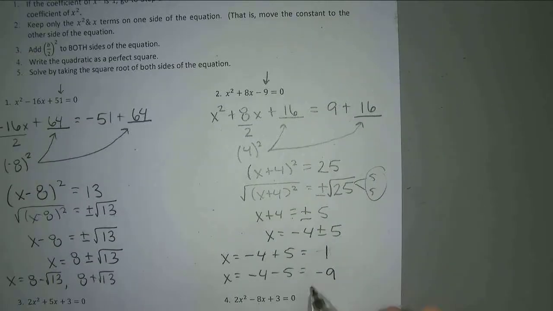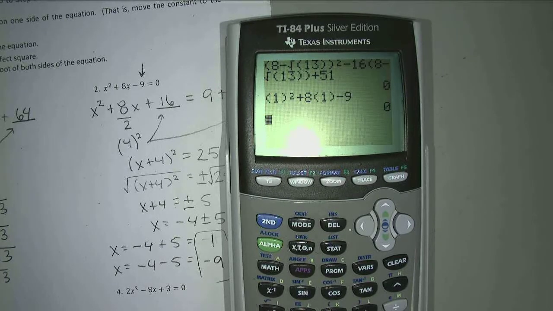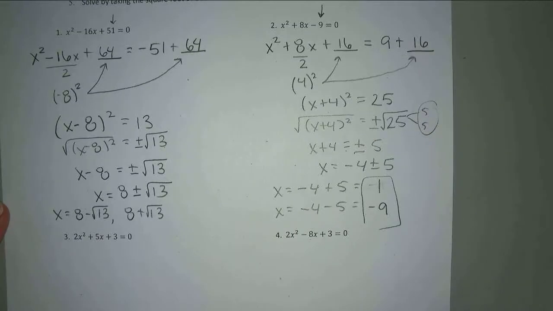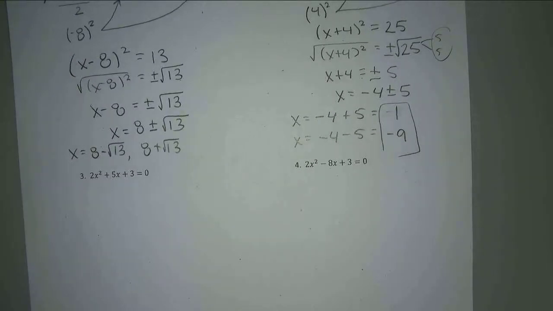So these are your 2 final answers. Again, just pick one if you want to check it. So we have 1 squared plus 8 times 1 minus 9 equals 0. And if you would have done it with negative 9, you would have gotten the same answer. But that is factorable, so that's kind of like a little cheat for when you're doing homework. If you look at one real quick and realize it's factorable, you can get the answers pretty easily.